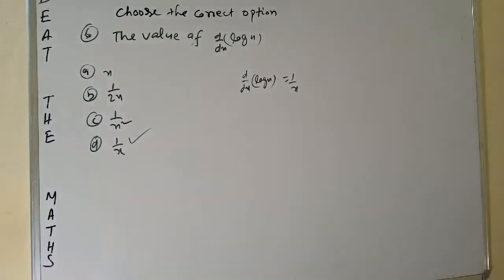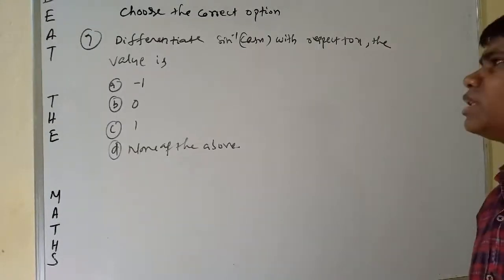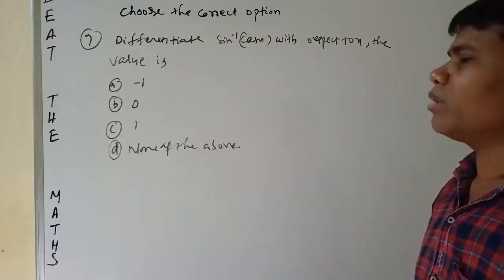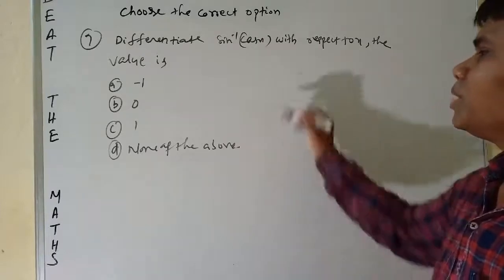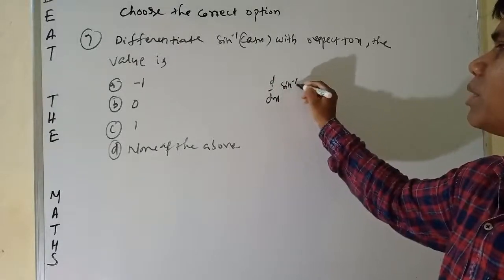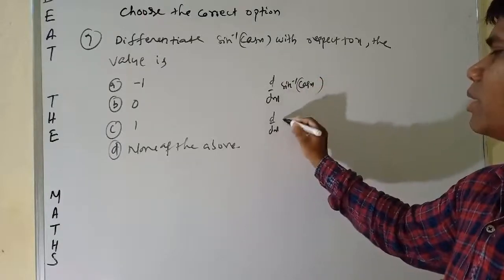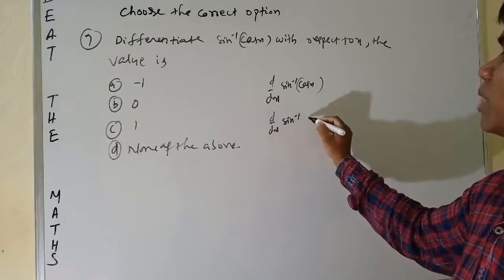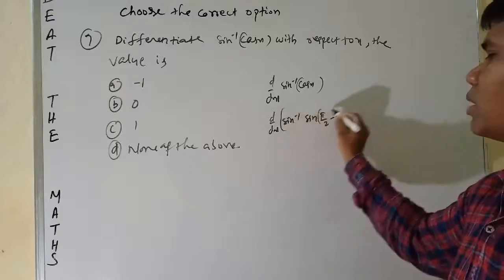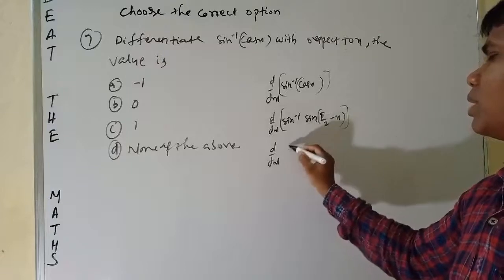You see the next question, differentiate sin inverse cos x with respect to x. The four options given are: -1, 0, 1, none of the above. You see, derivative dy dx of sin inverse cos x. Okay, that is dy dx of sin inverse cos x is equal to sin inverse sin of pi by 2 minus x.